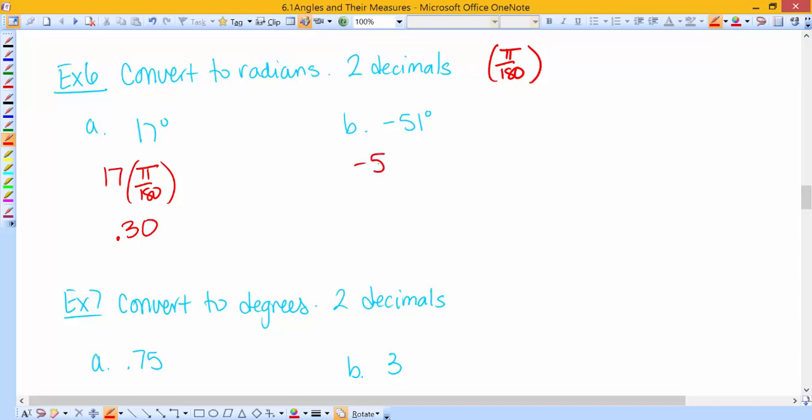Here, negative 51 times pi over 180. So negative 51 pi, and then divide by 180. And I get negative 0.89 radians.